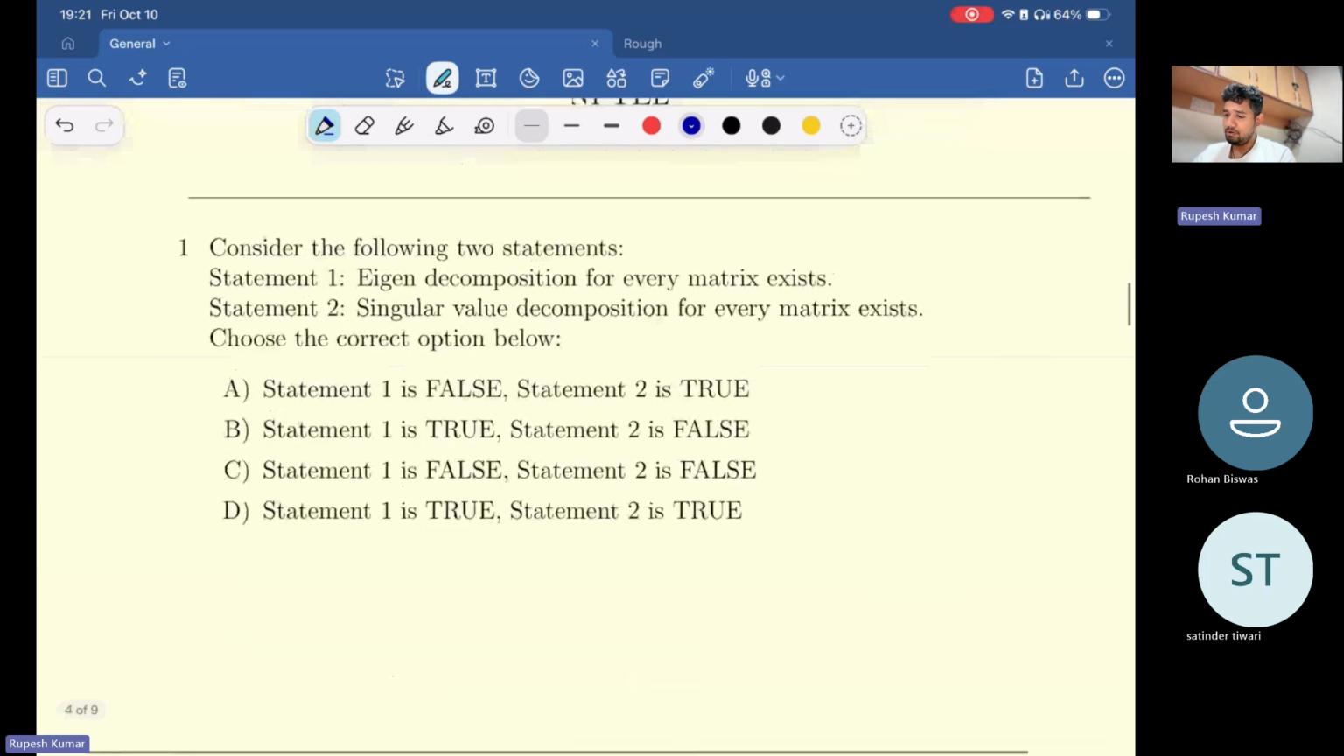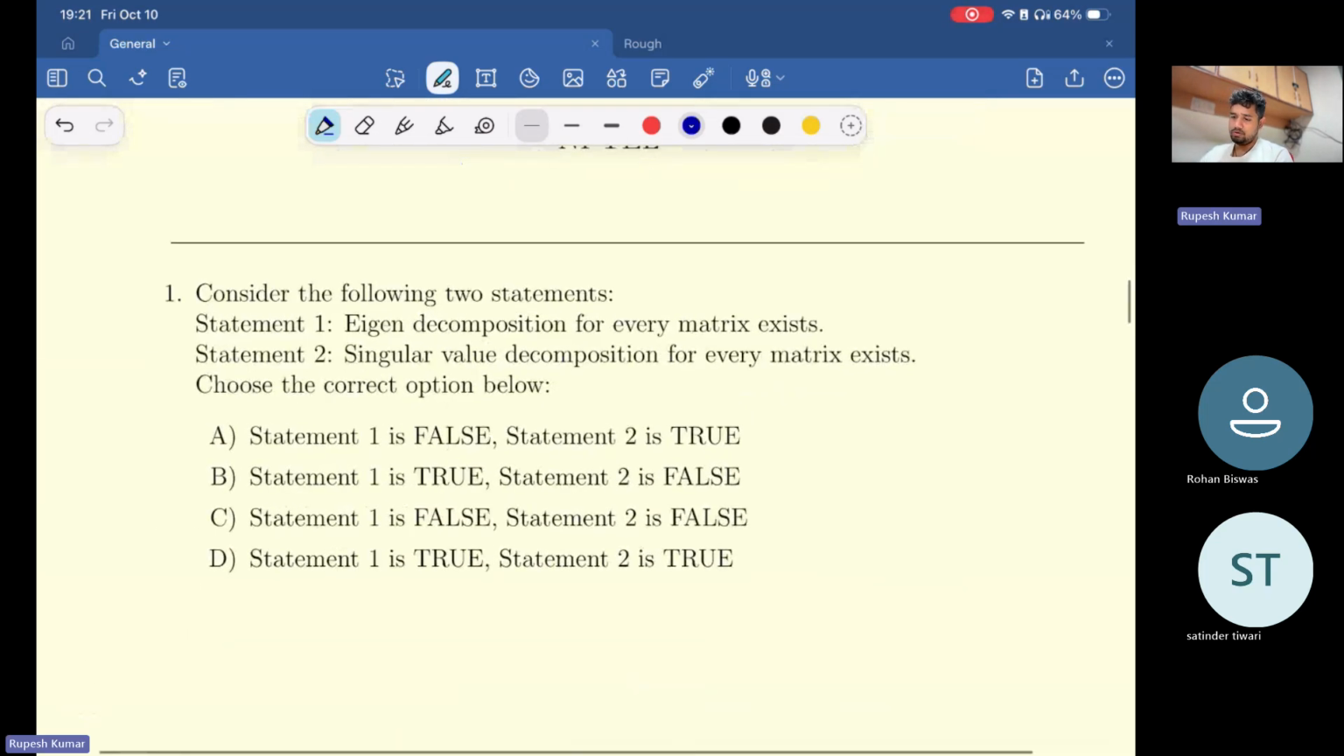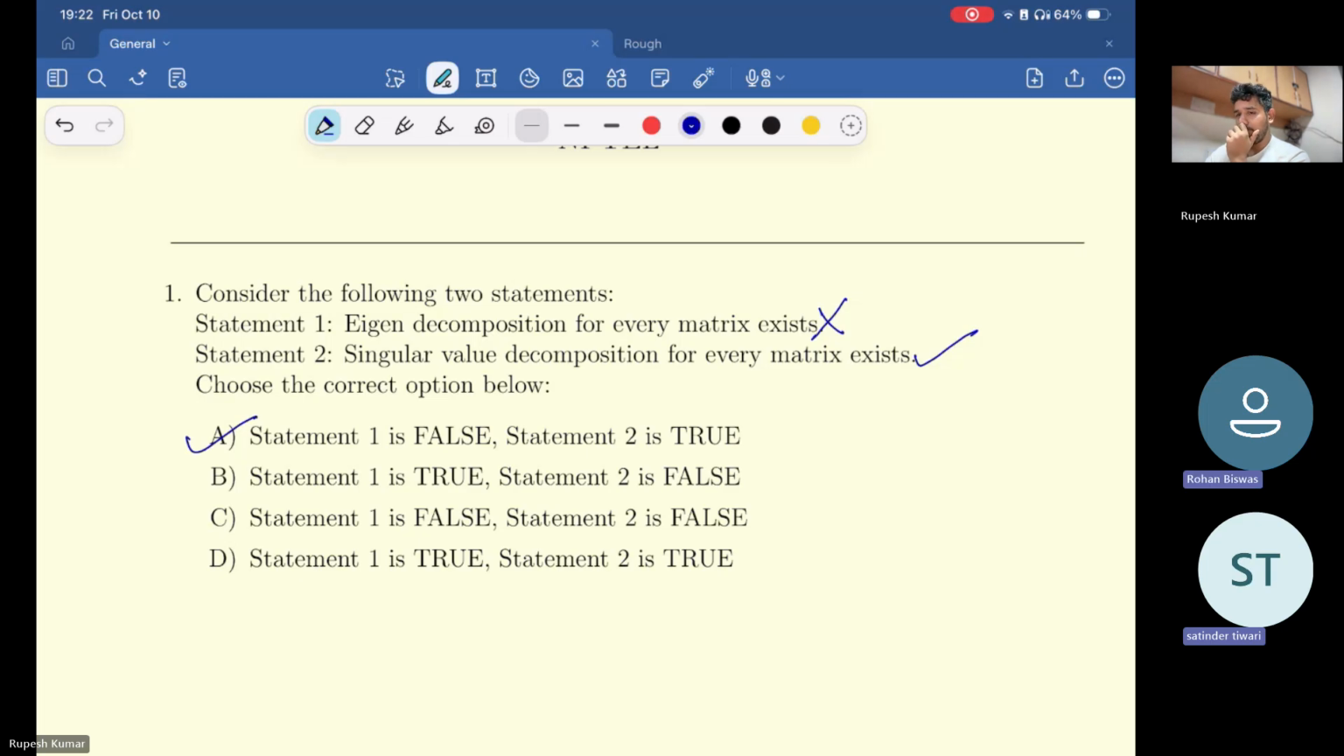Fine. So let's finish up the problems really quick. I hope most of the topics are covered, right? Consider the following two statements. Eigen decomposition exists for every matrix, or singular value decomposition exists for every matrix. We already saw that eigenvalue decomposition does not exist for every matrix. It only exists for the diagonalizable matrices. SVD exists for all matrices, right? Statement 1 is false. Statement 2 is true. Option A, right? Everyone, do you have any doubts in this? No, sir.